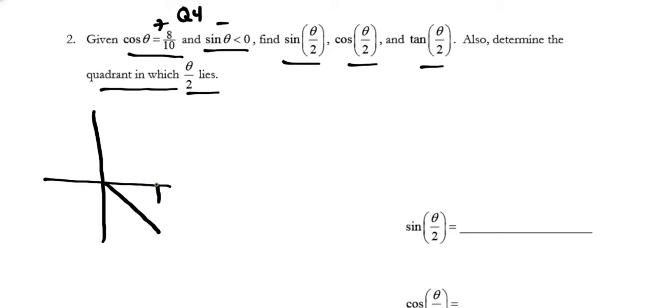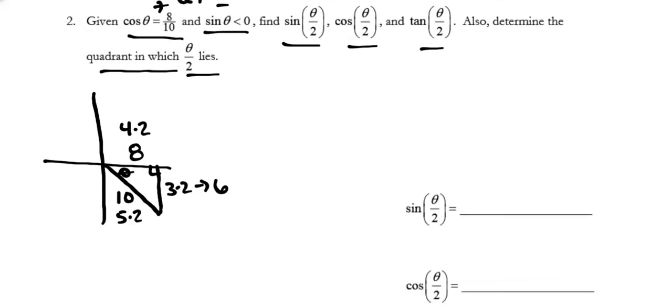We're going to draw a triangle. Cosine is adjacent over hypotenuse. You can do Pythag, or you can recognize that this is in fact a 3, 4, 5. So that means this side is a 6. But again, you can get Pythag with that as well.